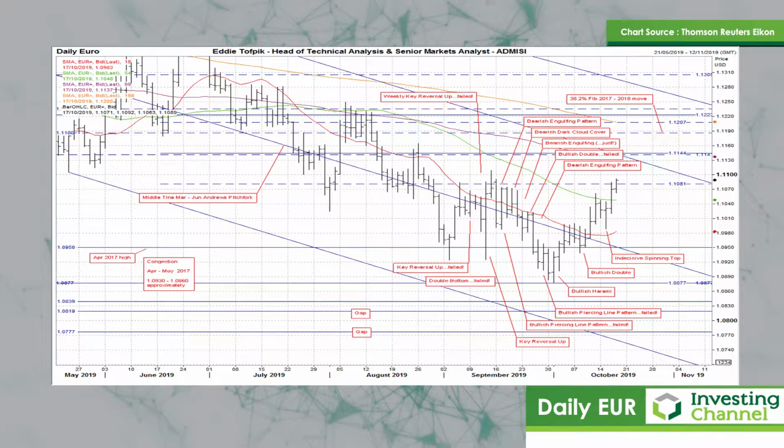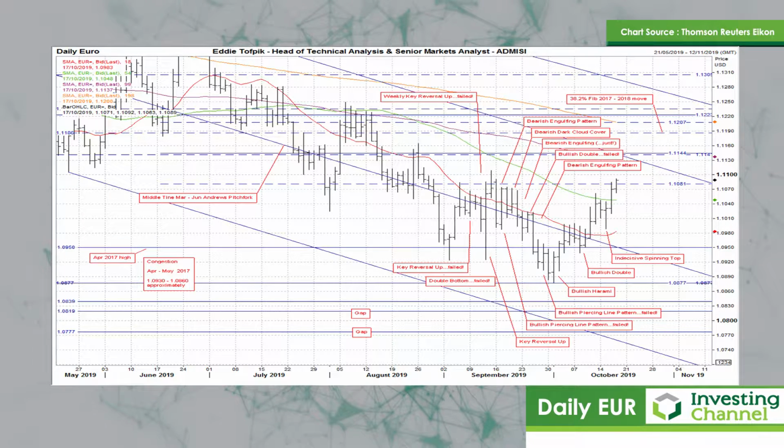In the meantime, we're now approaching the upper line, currently 111.42, of the big bearish March to June Andrews pitchfork that's been running the move down since June.